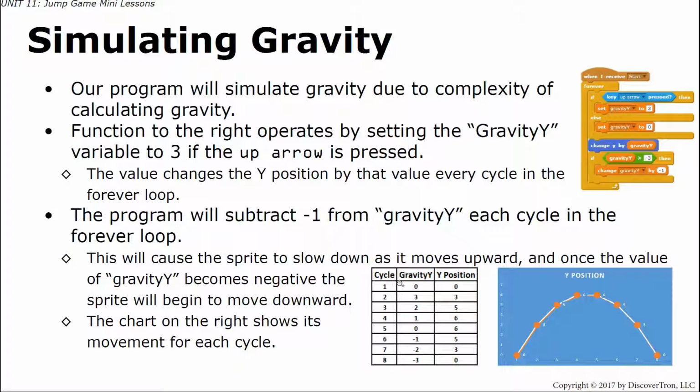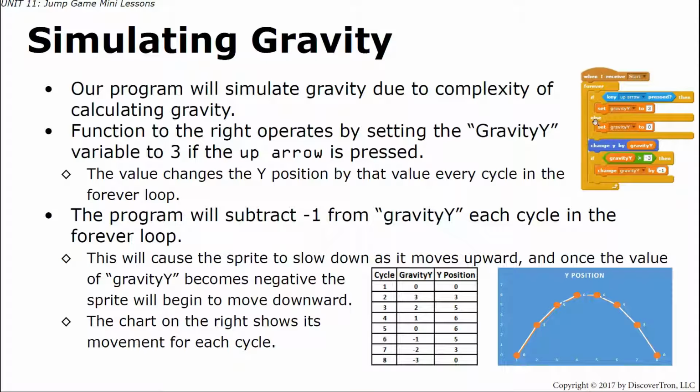So let's look at this. So cycle 1, gravity Y is at 0. The reason is because we set gravity Y to a value of 0. And this happens presuming that the up arrow has not been pressed. So the start button runs, gravity Y is set to 0 because we haven't pressed the up arrow, and the sprite is at position 0 on the Y axis. And we don't change it by anything.